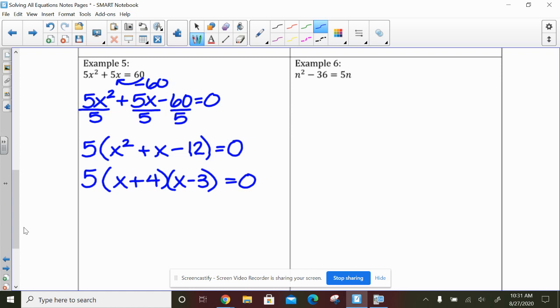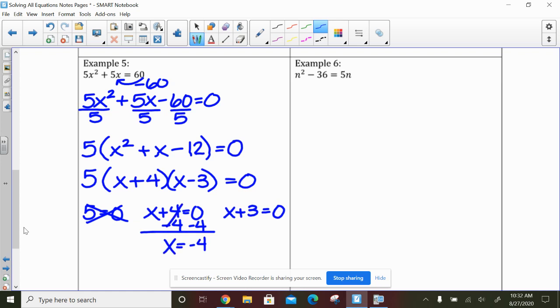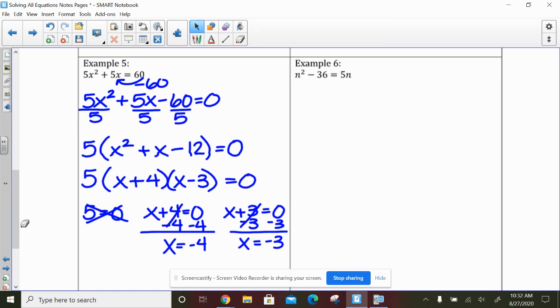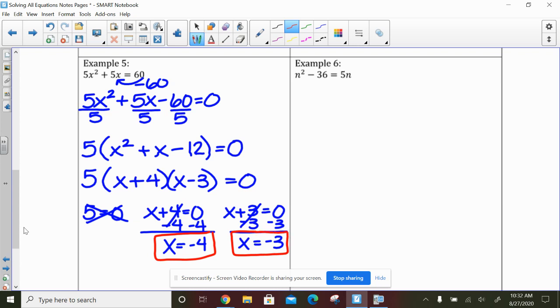Okay, now I'm going to take each factor and set it equal to 0. Okay, so I'm starting with the 5. 5 equals 0. There's no variable there. Okay, so that part will not give you a solution. x plus 4 equals 0. x minus 3 equals 0. And we'll subtract 4 from both sides here. x equals -4. And we'll add 3 to both sides here. And x equals 3. So your solutions to this problem are -4 and 3.